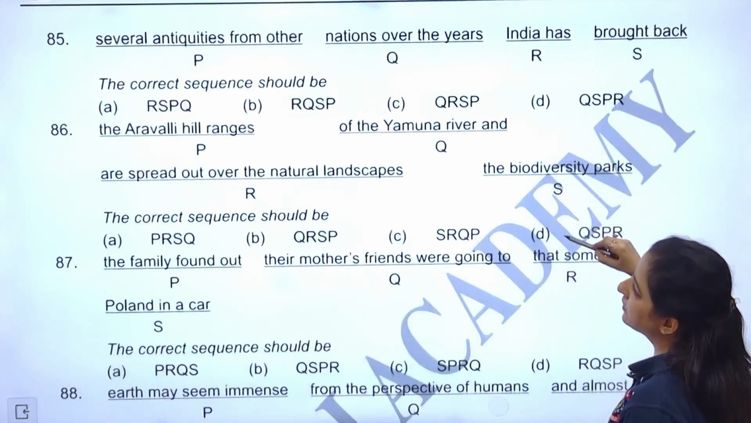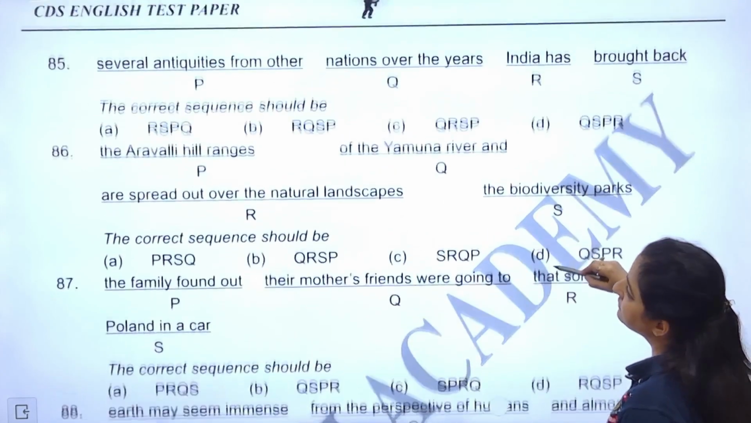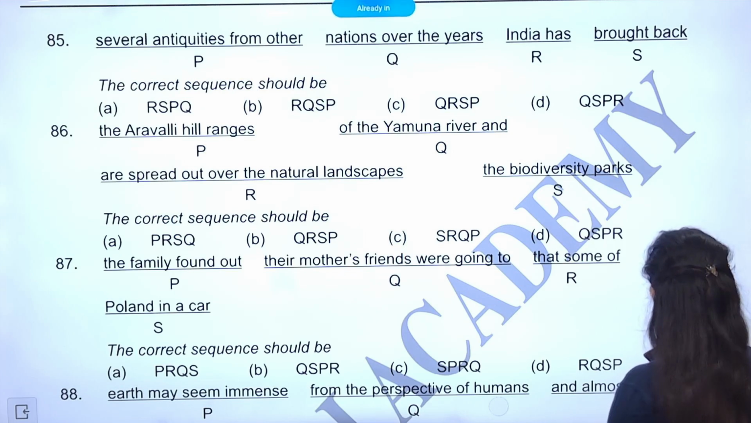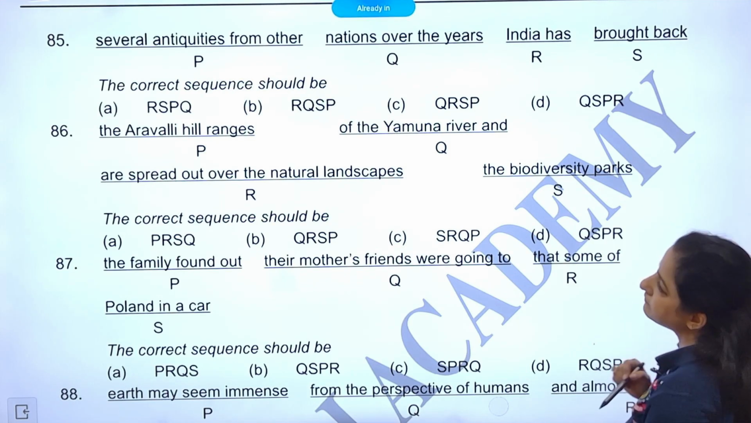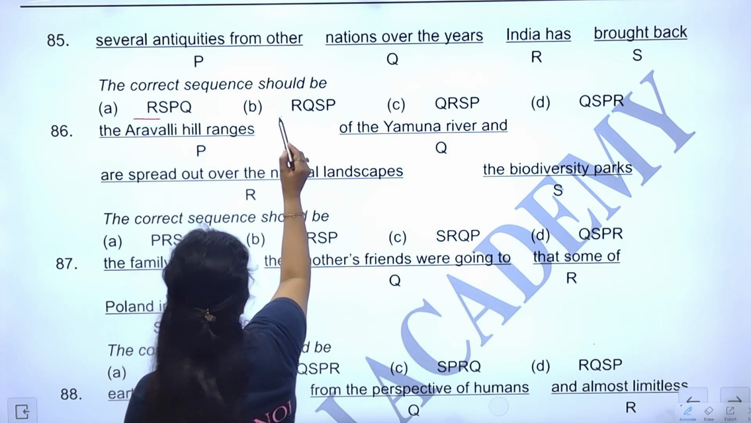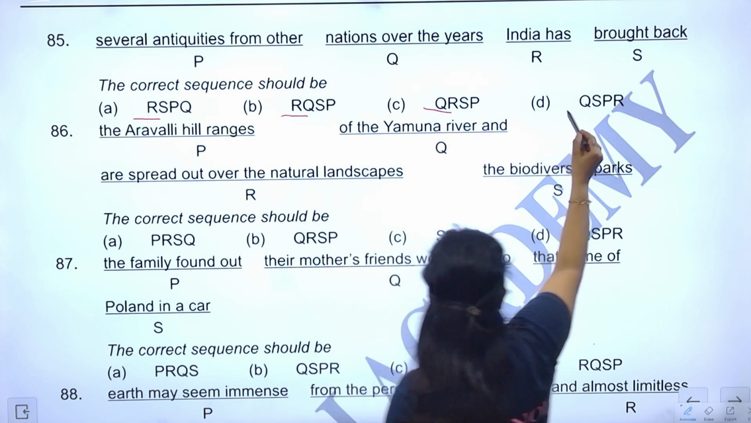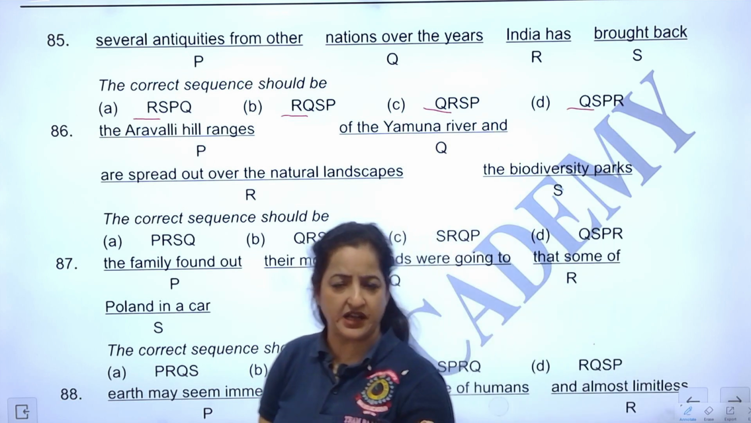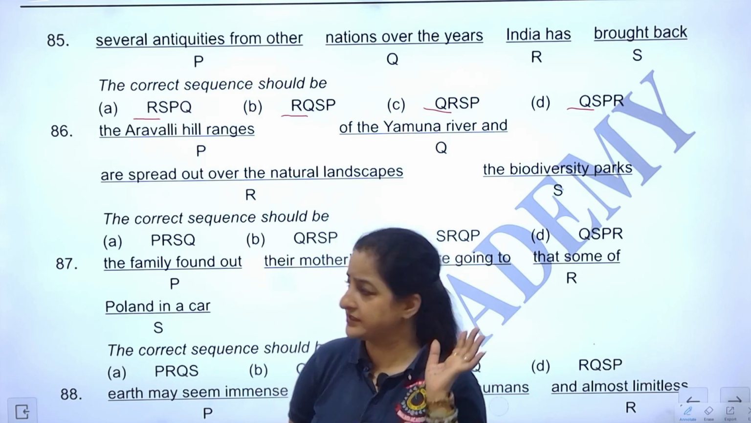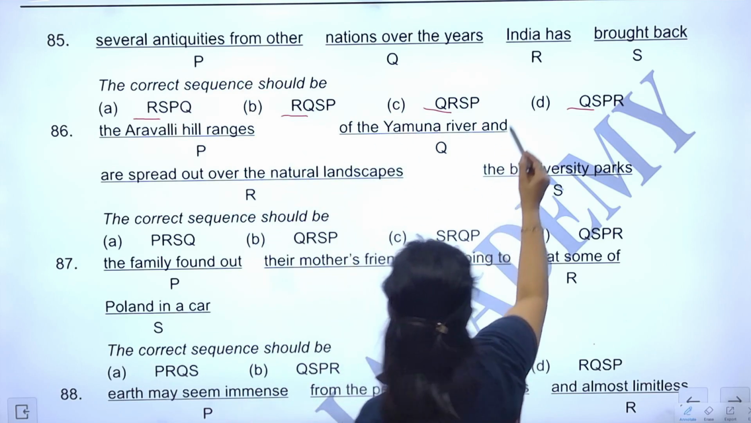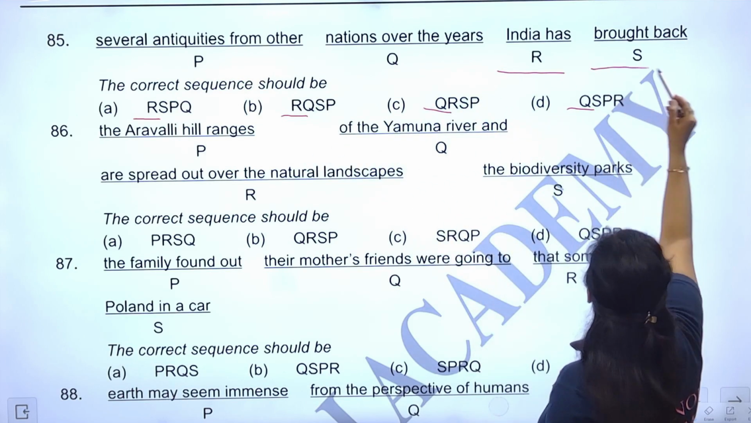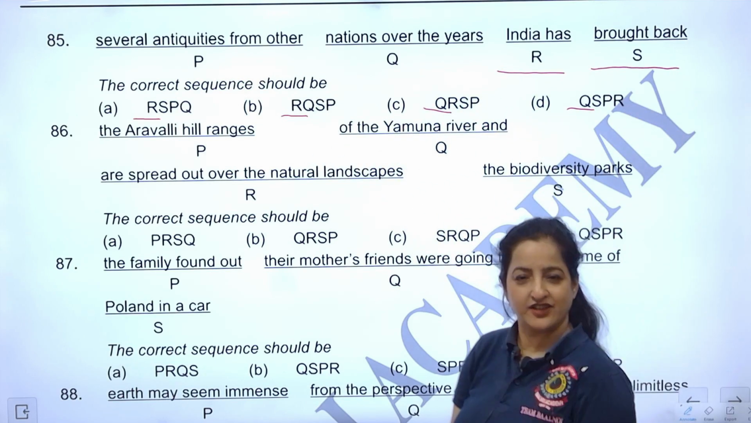Let's do question 85. Okay. Our options begin with R, Q, and Q. Okay, we have only two choices. Either it's R or it's Q, R independent fragment. It is not P or S. So let's start with R. Where is R? India has, and then we have S. India has brought back. Makes sense actually.